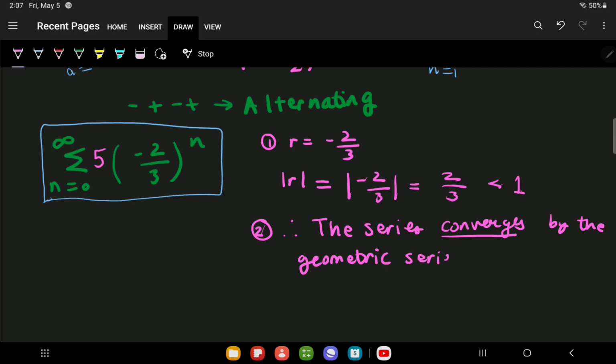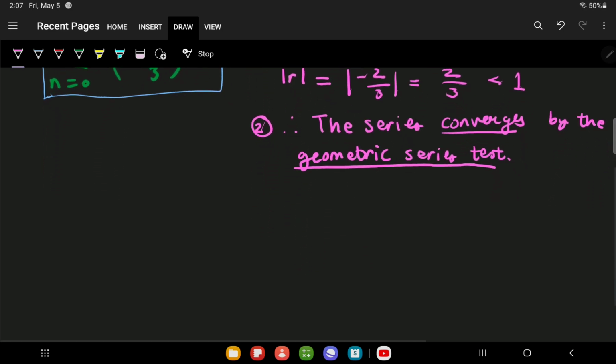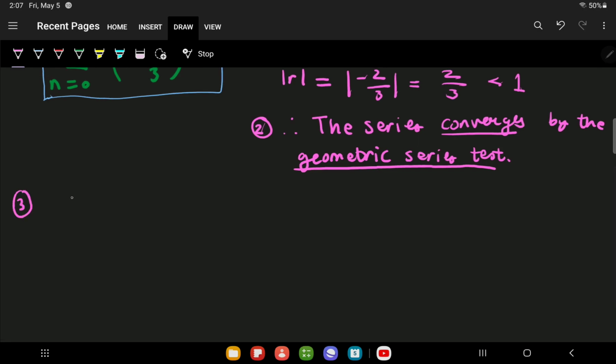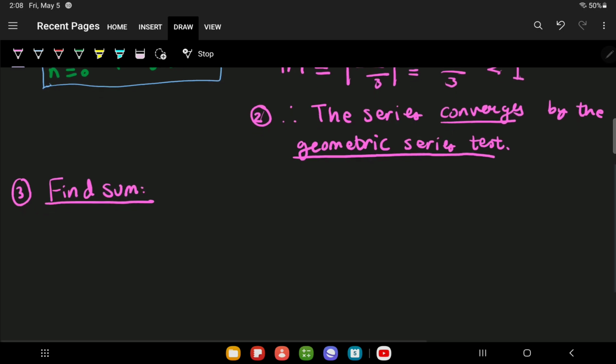Are we done? Sort of, but because it converges, a geometric series is one of those special series where we can actually find the sum. So find what this summation adds up to. Well, s is equal to a over 1 minus r.